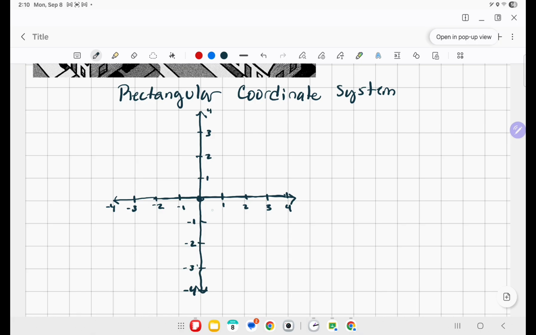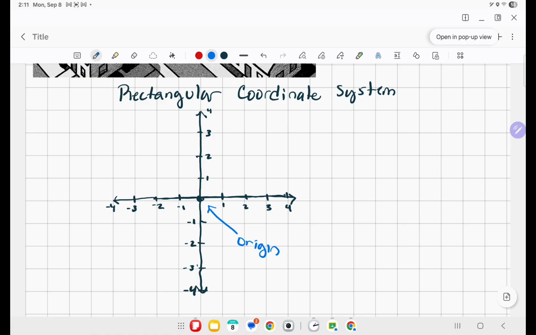Now, the point where both axes, both number lines meet, is called the origin. It's called the origin. That's where you'll start your journey. Every time you plot a point, you start here. Don't start nowhere else.